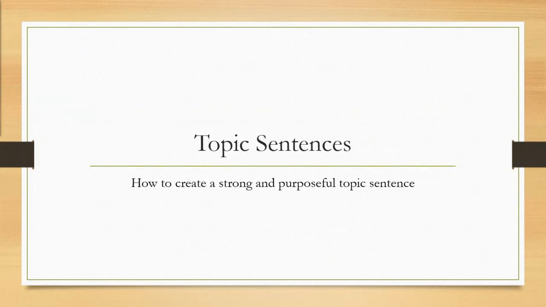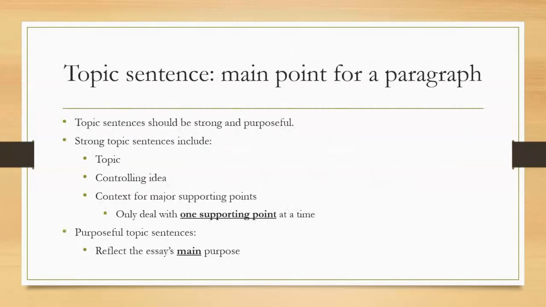Now, how do we apply this same information to topic sentences? So again, remember that thesis statements are about the essay as a whole, and topic sentences are main points that are relevant to body paragraphs, or paragraphs that are supporting a main point that in turn is supporting the main argument of our essay. So just like a thesis statement, a topic sentence is a main point, but again, it's for a paragraph rather than for an entire essay.